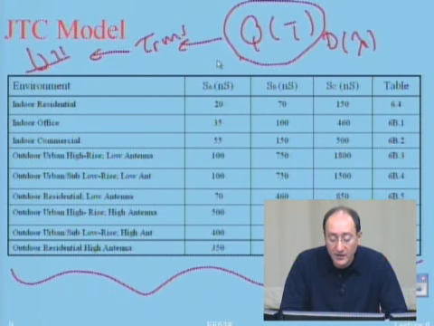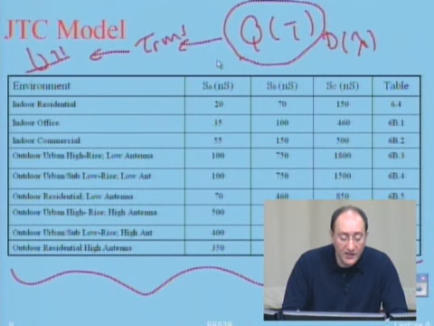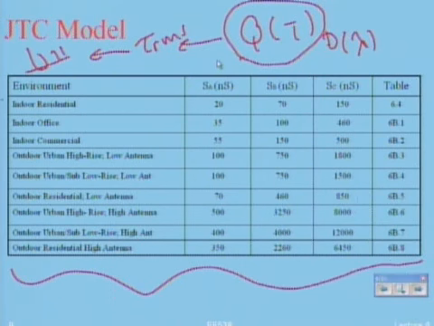JTC. As we have seen before in JTC, they divided the buildings into residential, office, and commercial. You remember that. They did that for the path loss model. Then for the outdoor, they divided into outdoor urban high-rise and urban low-rise. And then they had outdoor residential, outdoor urban high-rise, and outdoor urban low-rise with high antennas.